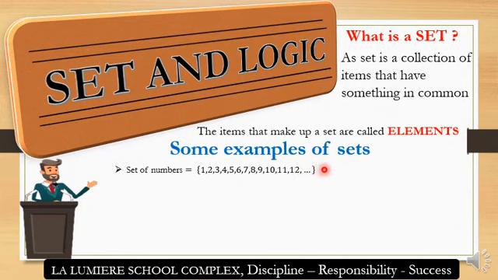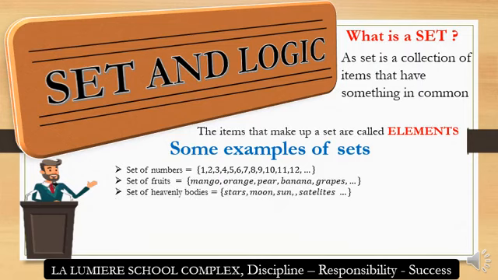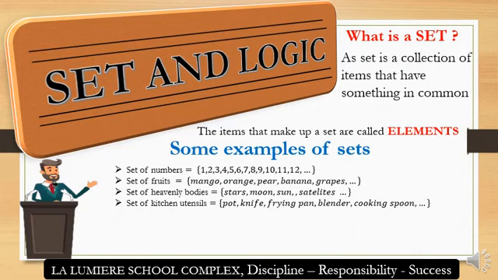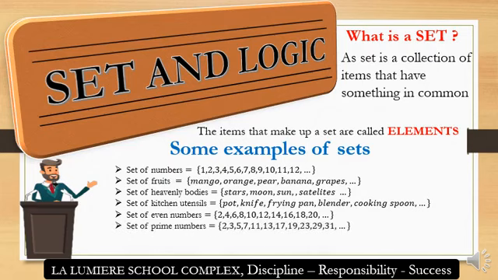All right, let's look at another example on set. Another example is the set of fruits. For example, we have mango, orange, pear, banana, grapes, and so on. Set of heavenly bodies. We have, for example, stars, moon, sun, satellites, and so on. Set of kitchen utensils. We have pots, knife, frying pan, blender, cooking spoon, and so on. Set of even numbers. We have 2, 4, right up to 20, and so on. It continues. Then now we have the set of prime numbers.